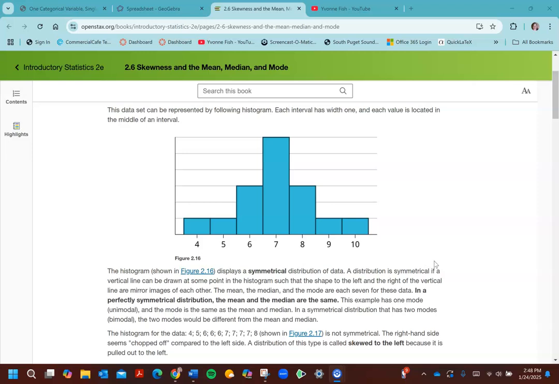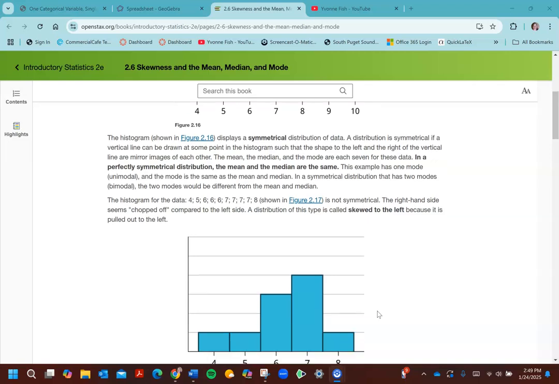So in this case, if you were to calculate out the mean, median, and the mode, they're actually all the same. So that shows that we have a perfectly symmetrical distribution. In a perfectly symmetrical distribution, the mean and median would be the same.